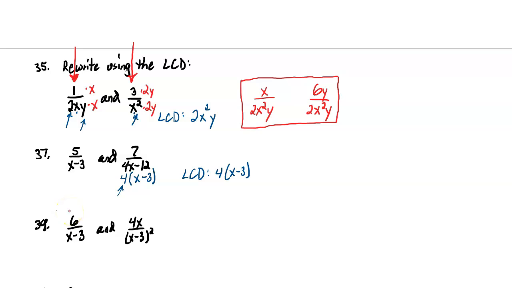Now let's make our transformations. Look at the first fraction, the 5 over x minus 3. It already has the x minus 3, but what it's lacking is the 4. So times by 4, and in the top. So over on the right side, our fraction becomes 20 over 4 times x minus 3.